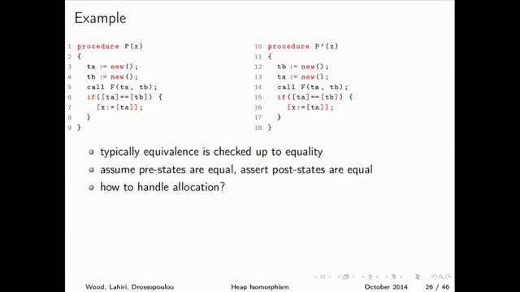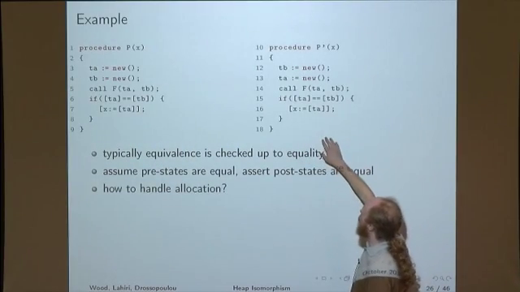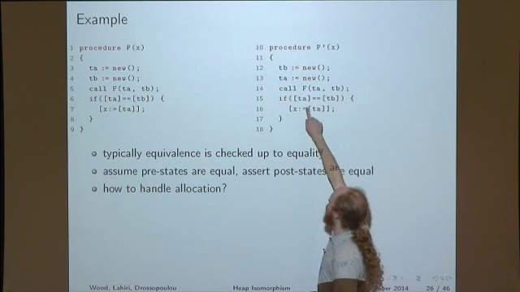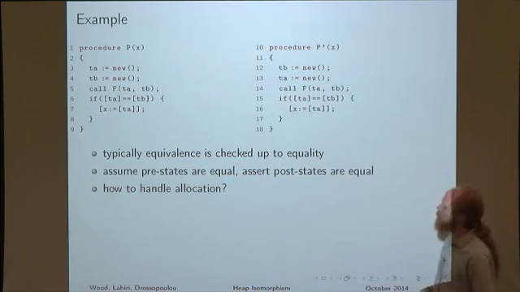So first of all, what does it mean? What's typically done to compare programs for equivalence? So here are two programs that are more or less the same, except the order of the allocations has been changed between the two versions.